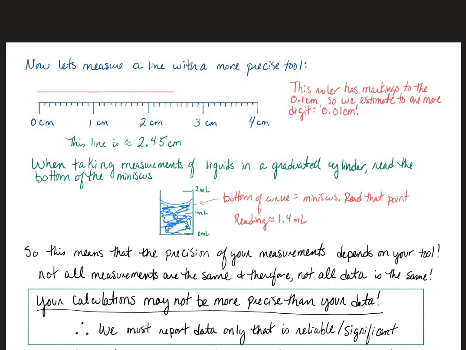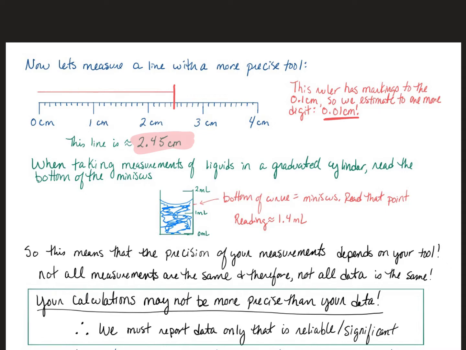However, if we have a more precise tool, let's say that we have lots of hash marks in between our centimeters, like we see here. Well, I'm going to take a line, and let's see, I'm going to put it right down here. And so I can now estimate between those two hash marks and get another digit out of our measurement. So here we can get to the 0.01 centimeter, where we can only get to the 0.1 centimeter before. So I'm going to estimate that as being about 2.45 centimeters. So we have more precise data because our tool is more precise.